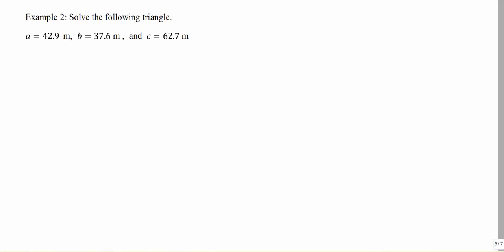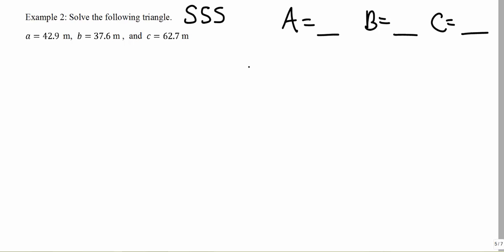So we want to solve the following triangle, and we see that we are given, once again, the measures of all 3 sides. We have side, side, side. So we will need to use the law of cosines to solve for the 3 angles that we don't know. We want to find angle A, angle B, and angle C. So the law of cosines is required here.